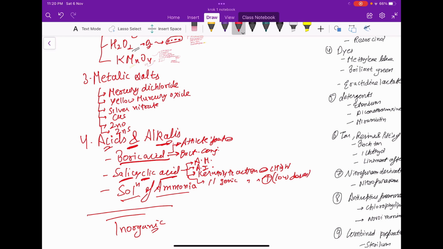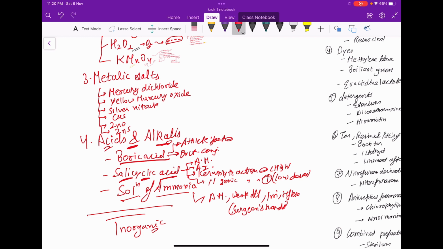Okay, guys, and the last one is the solution of ammonia. It is an antimicrobial. It is a weak detergent, with irritative and reflexive action, and is used for the processing of surgeons' hands. Again, guys, the question is here: what is used for the preparation of the surgeon's hands?